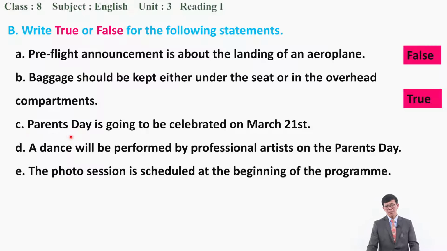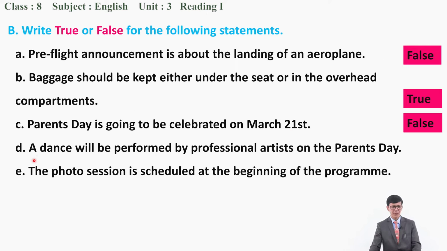Another statement: Parents' Day is going to be celebrated on March 21st. Please check quickly. Read out the first announcement, second announcement. Parents' Day is going to be celebrated on March 1st. Is it March 1st or 21st? Not exactly. The Parents' Day is going to be celebrated on March 22nd. So this is also, yes, very good, this is also false.